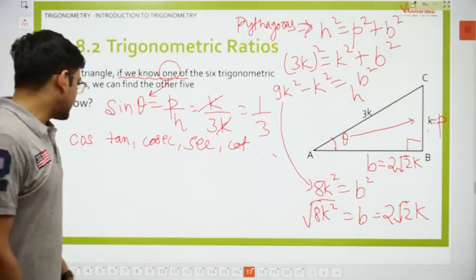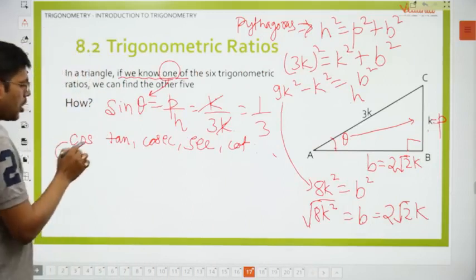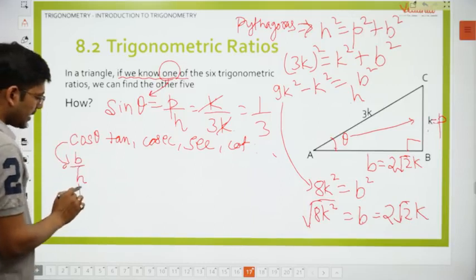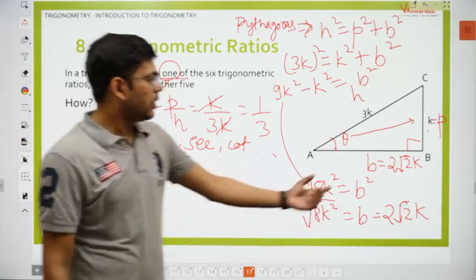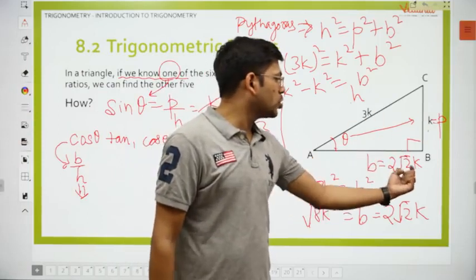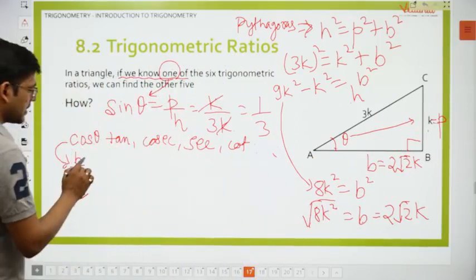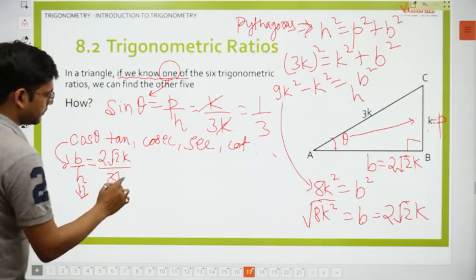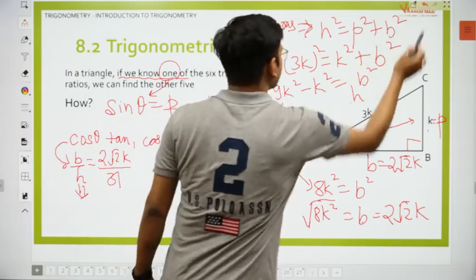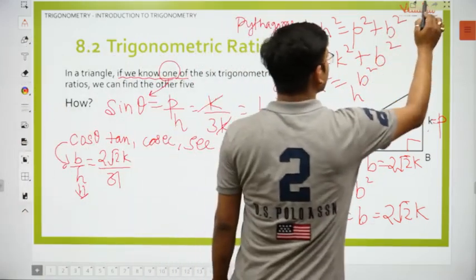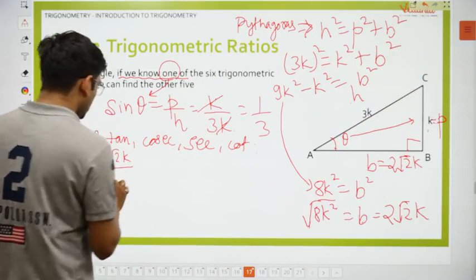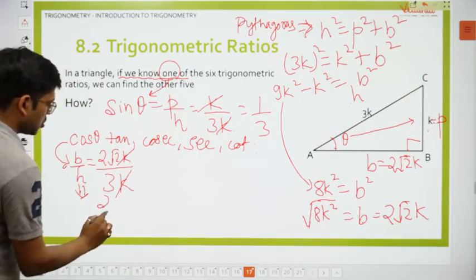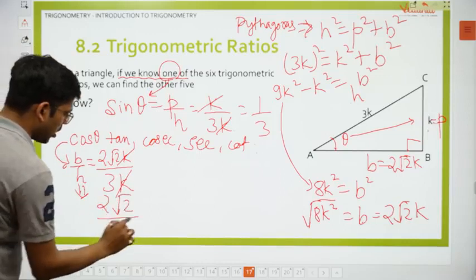Now guys, for cos of theta, you know it very well, it is base upon hypotenuse. So base upon hypotenuse is 2 root 2k upon 3k. You got the answer. K and k cancel. The answer would be 2 root 2 upon 3.